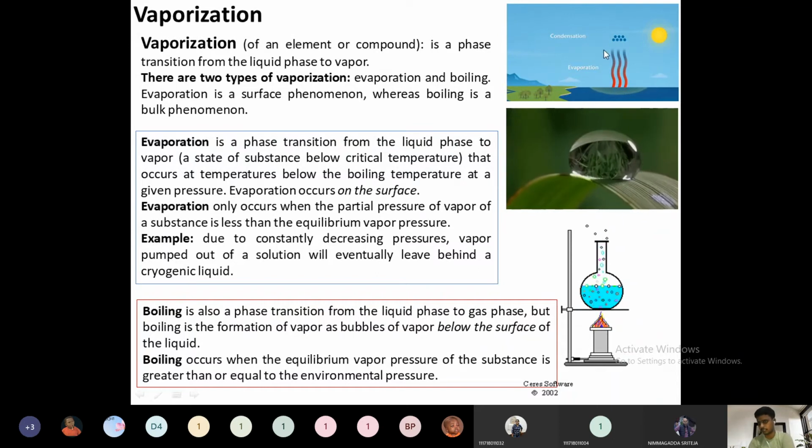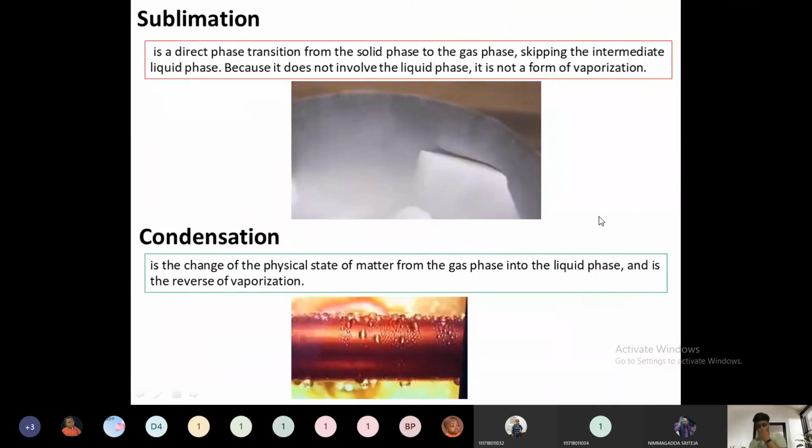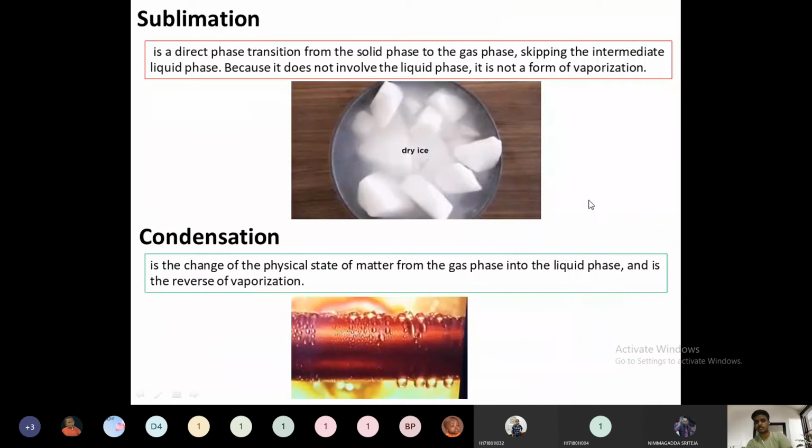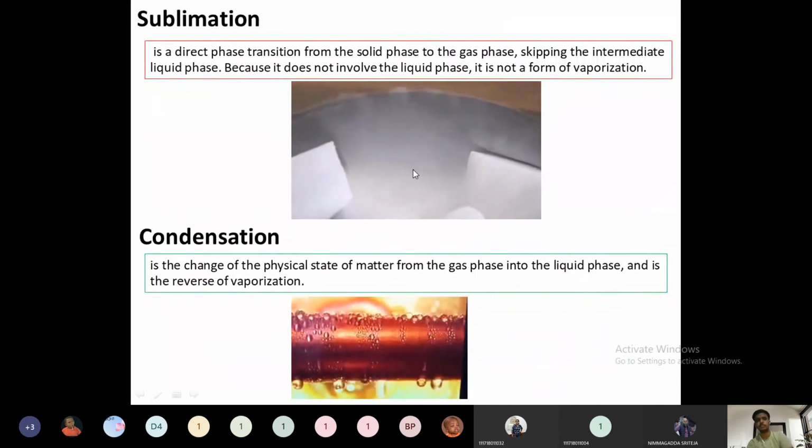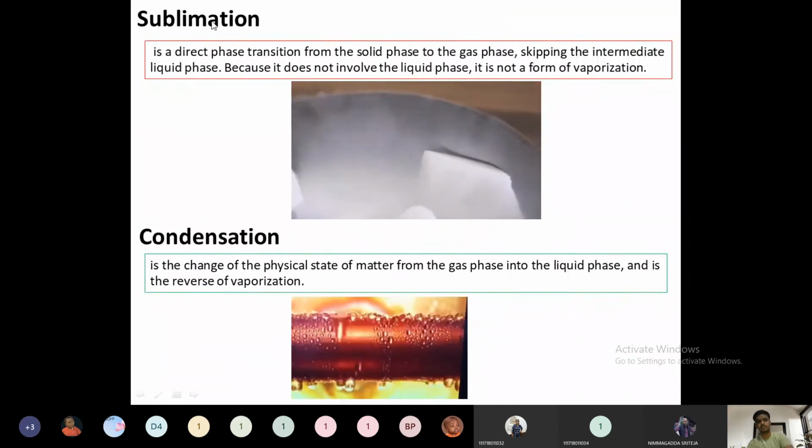So hope you understood what is evaporation and what is boiling. We need to differentiate between the two. What is the mechanism behind each one? So sublimation and condensation are not vaporization processes, so we need to just differentiate between them.